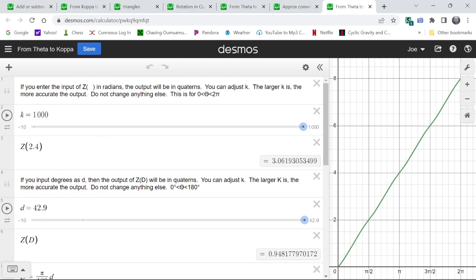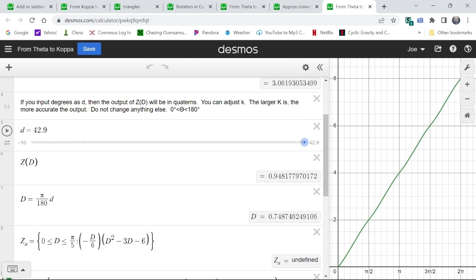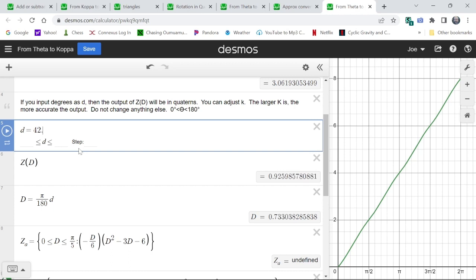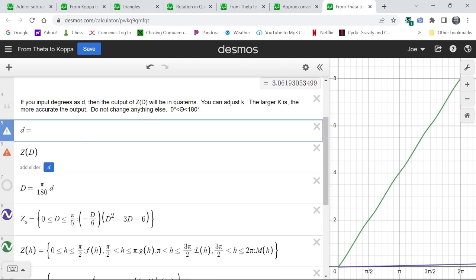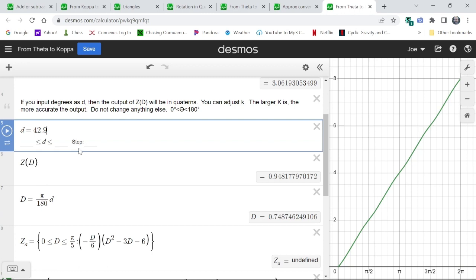If I set it at 1,000 and then enter my degrees here, 42.9, I already have it in here from doing this before. Then down here is the quatern measure of that angle, and I will write this down. The quatern measure is 0.948. Let's go to 4 significant digits, so I'm going to write this down as 0.9482.